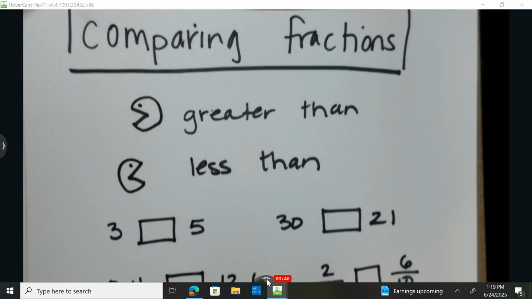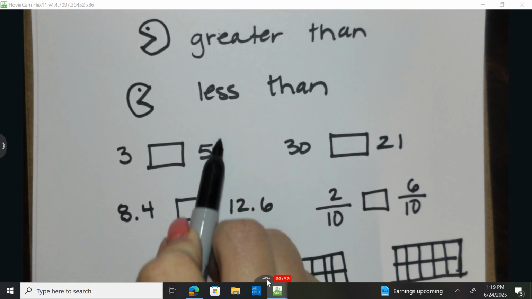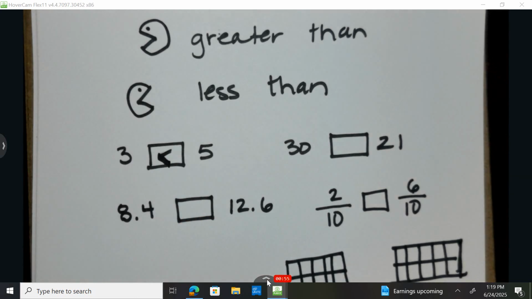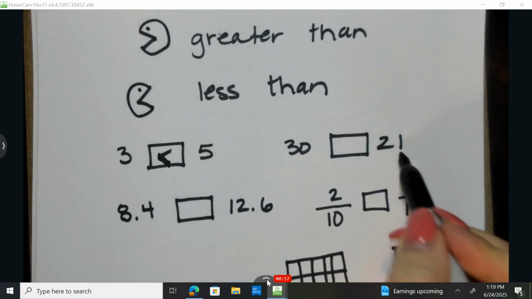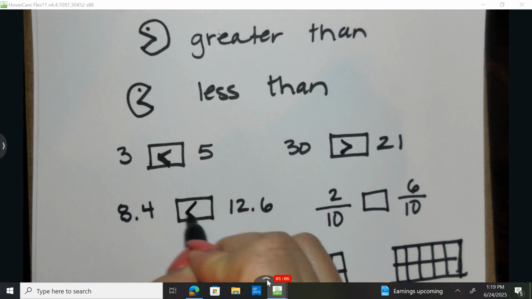So let's look down below. I know that 5 is a larger value than 3. So the Pac-Man mouth or alligator mouth must eat the 5. 30 and 21, I know 30 is greater than 21. 8.4 and 12.6. 12.6 is greater than 8.4.